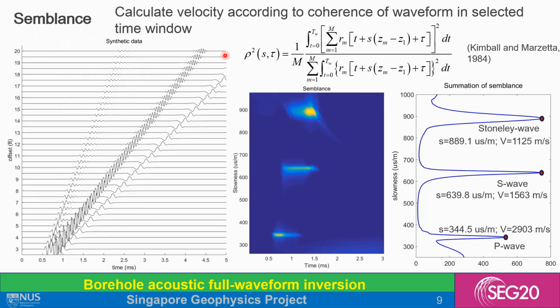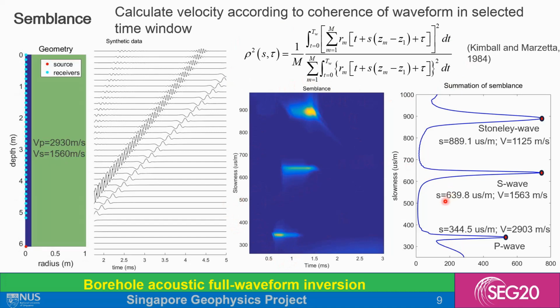Semblance calculates velocities according to coherence of waveform in selected time window. The bright points on the Semblance panel indicate the slowness of the elastic waves. We see that velocities obtained by Semblance are very accurate when formation is homogeneous. Actually, the acoustic logs are calculated by using Semblance.